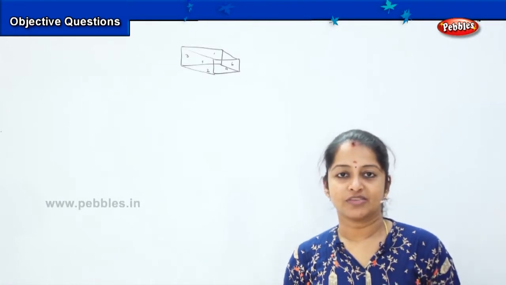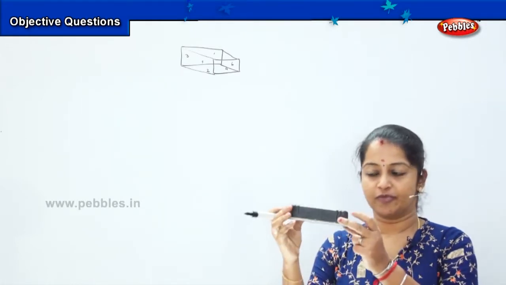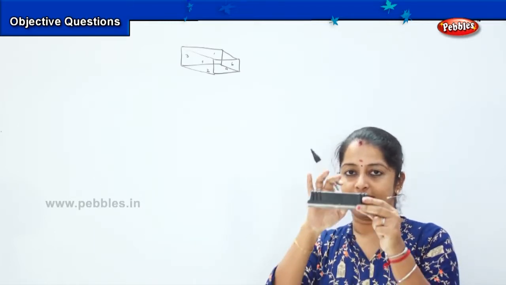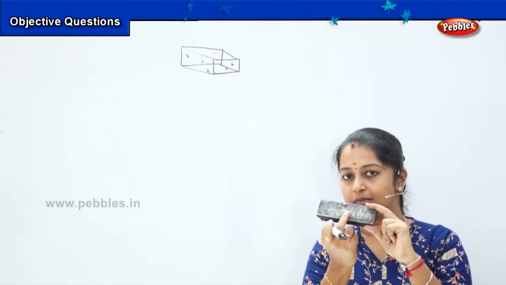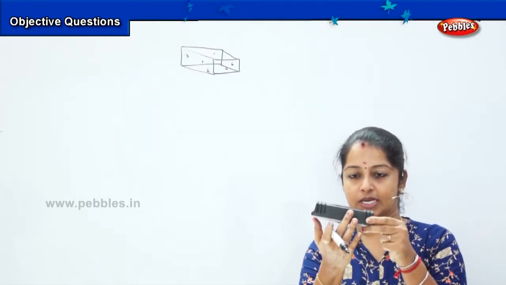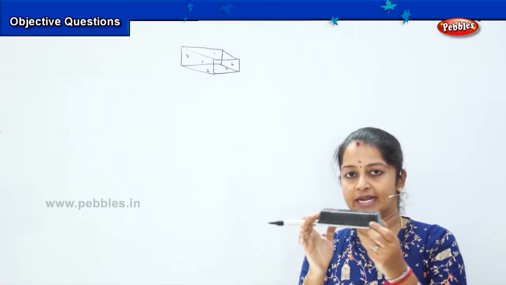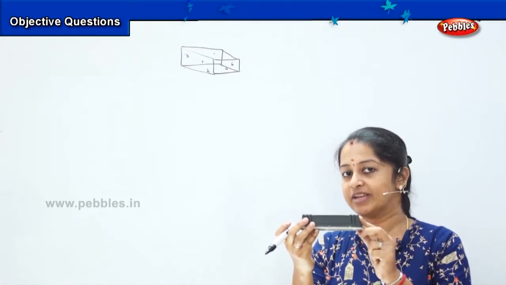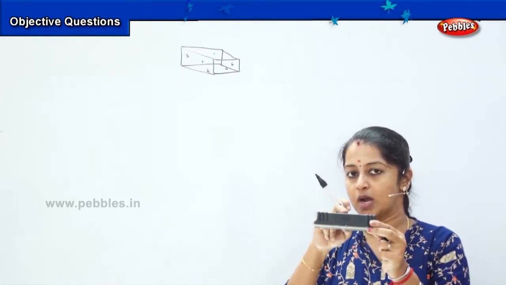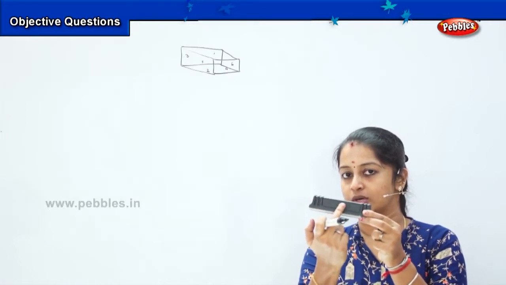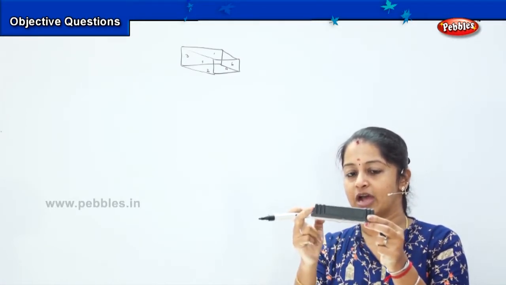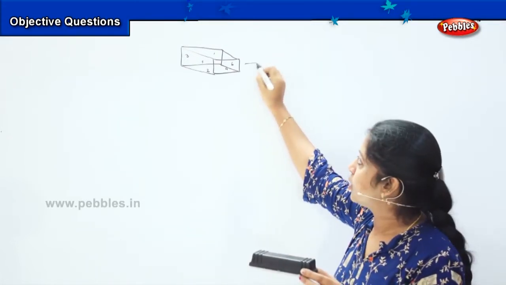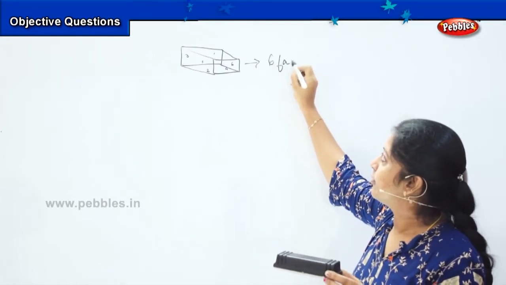Suppose I take this duster, it's the shape of a cuboid, right? So, how many faces are there? Shall we count the number of faces here? The top is number 1. The bottom is number 2. The side is number 3. The back side is 4. The right hand side is 5. And the left hand side is 6. So, how many faces are there in the cuboid? It's 1, 2, 3, 4, 5 and 6. A cuboid has got 6 faces.